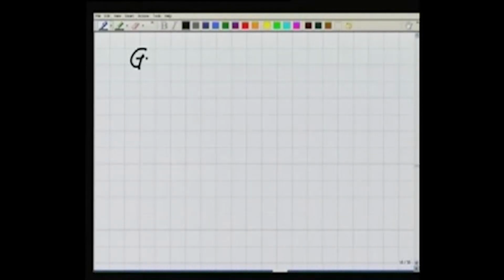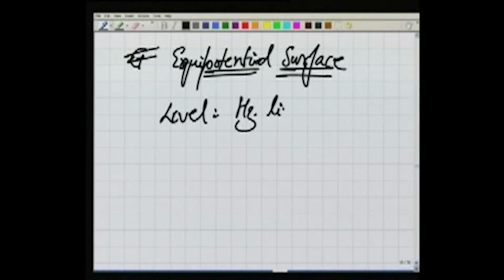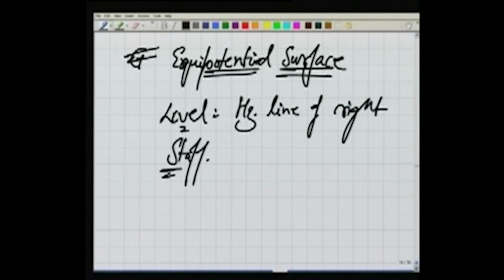Now next in this, we will see what happens, because basically we need to measure along our datum, which is an equipotential surface. How does our level, because a level gives you a horizontal line of sight, and the staff, how do we make use of these two in order to measure from the equipotential surface?